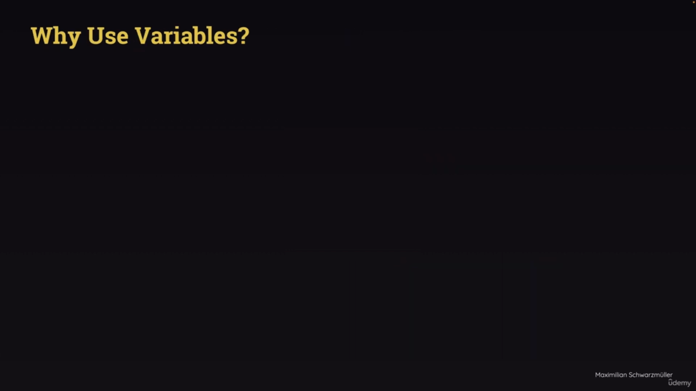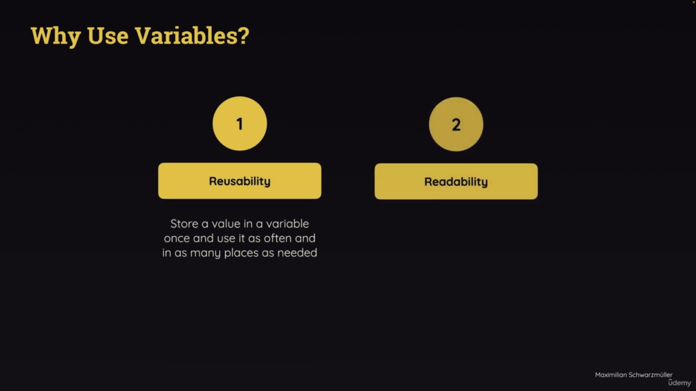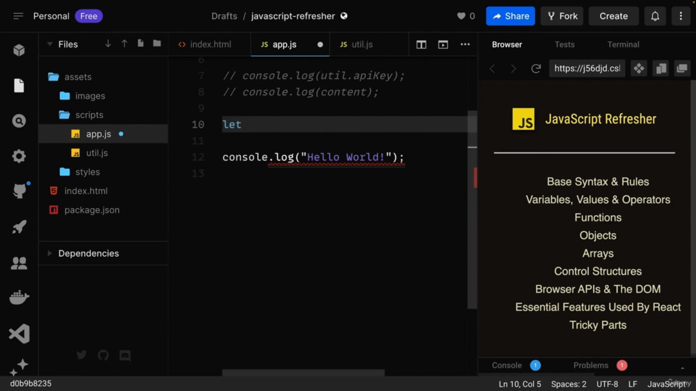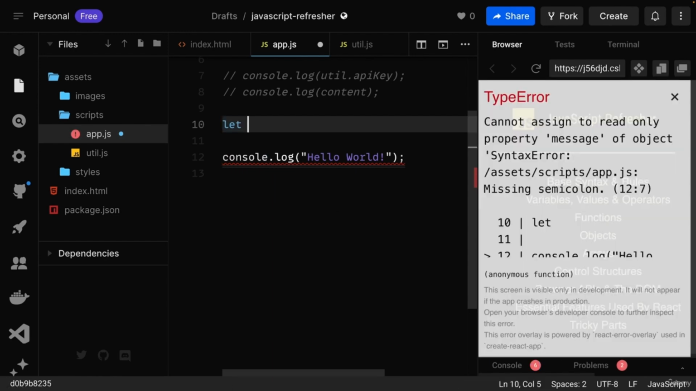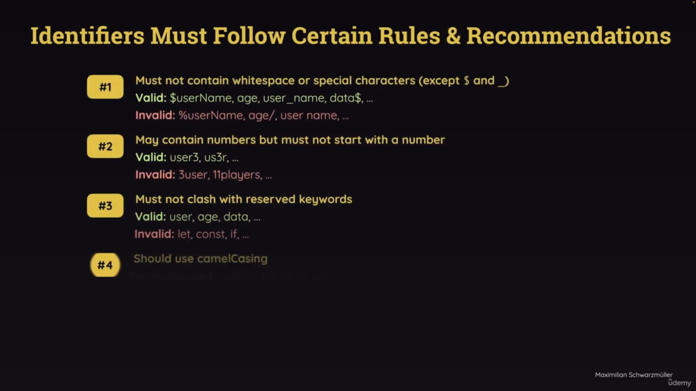And you typically use variables because they allow you to reuse a value and because they can help with code readability. Because often it makes sense to not define the value in the place where it's needed, but maybe instead ahead of time so that your overall code stays a bit cleaner and more readable. Now in JavaScript, variables can be created with the let keyword. Here I could create a variable named user message, though the name is up to you. It just should follow certain rules.